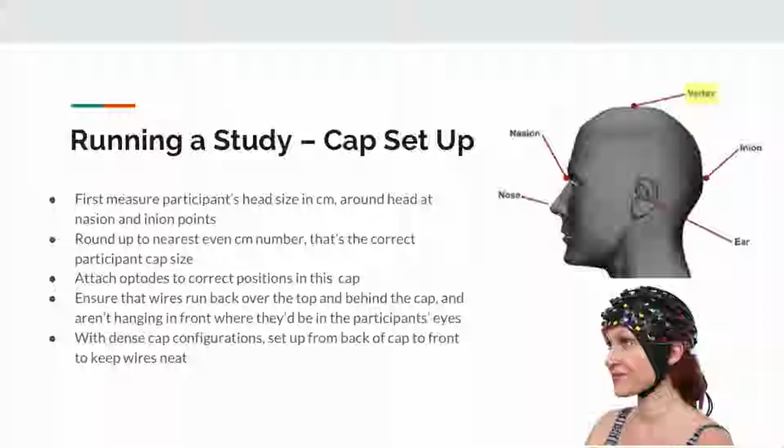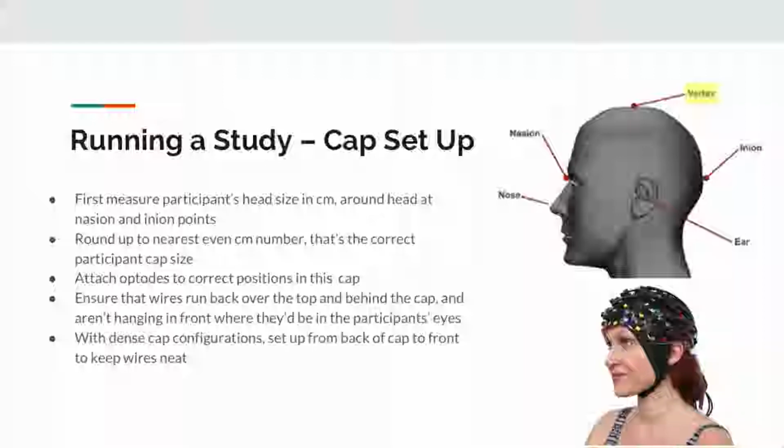Speaking of cap setup, when you're running a study, the first thing you do when your participant comes in, you have to put all the wires into the cap. You have to set up the cap. You first measure the participant's head size in centimeters, and you do that around the head, passing through the nasion and inion points. If they have a size that kind of falls in the middle of our cap sizes, you want to round up to the nearest even centimeter, and that'll be the size of cap that you use for your participant.